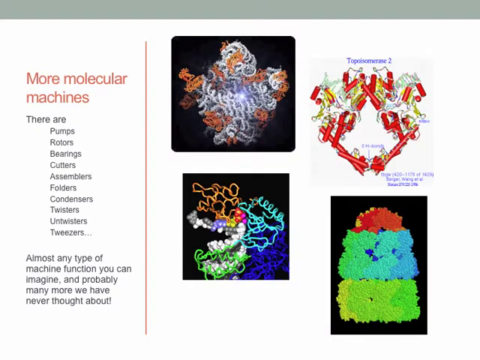Okay, so there are tons of different molecular machines out there. There's just so many I can't list them all. And so there are pumps and rotors and bearings and cutters and assemblers and folders and condensers and twisters and untwisters and tweezers and on and on and on. And there is almost any type of machine function you can imagine. And probably inside cells there are many more machine functions we've never even thought about. We are just now discovering all the variety of molecular machines that are inside cells.